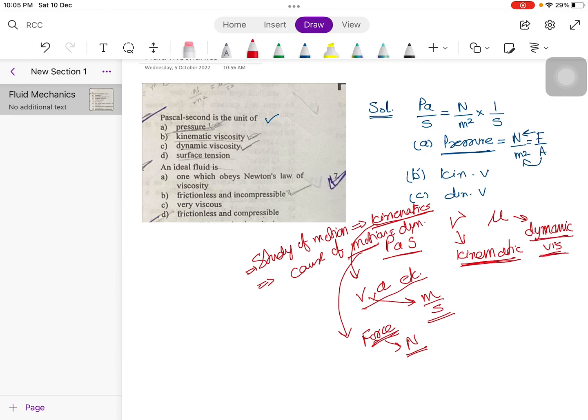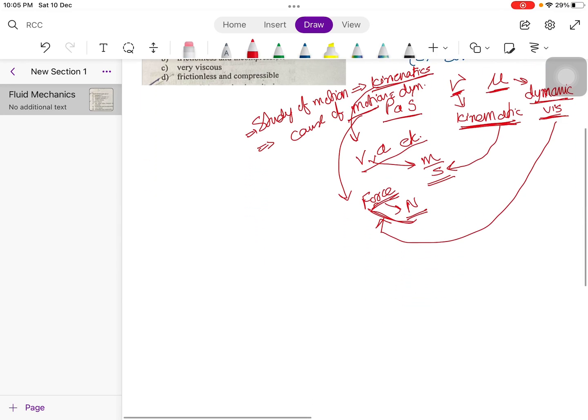We will go and break down the units of these two viscosities, and the viscosity whose units resemble that of the force would be dynamic viscosity, and the viscosity whose units resemble the units of the velocity or acceleration would be the kinematic viscosity.